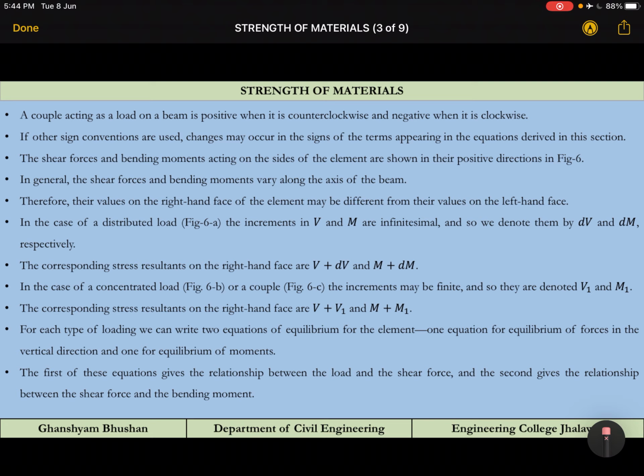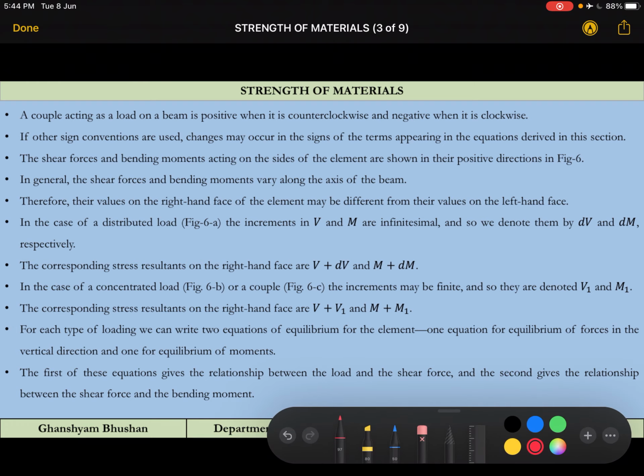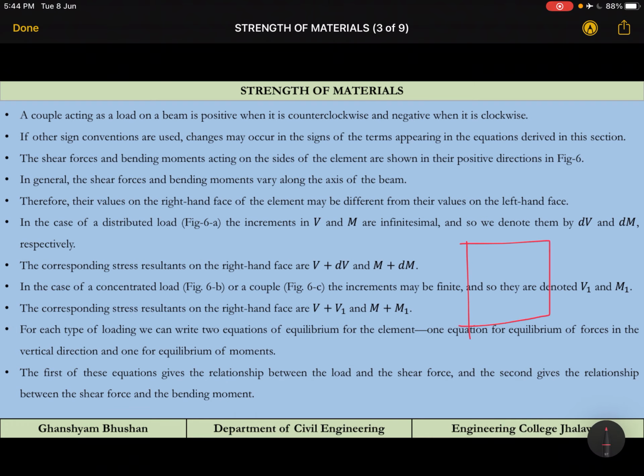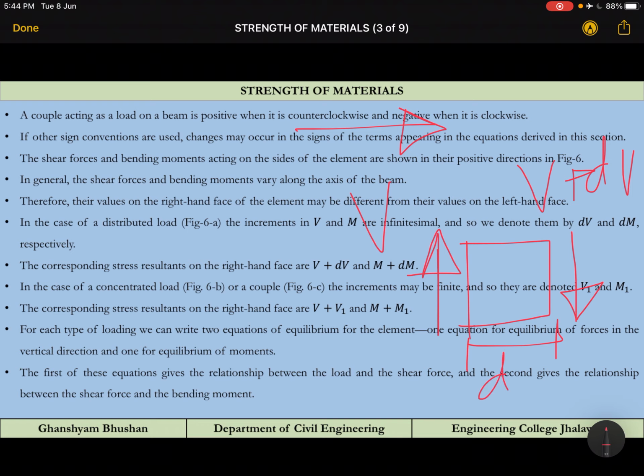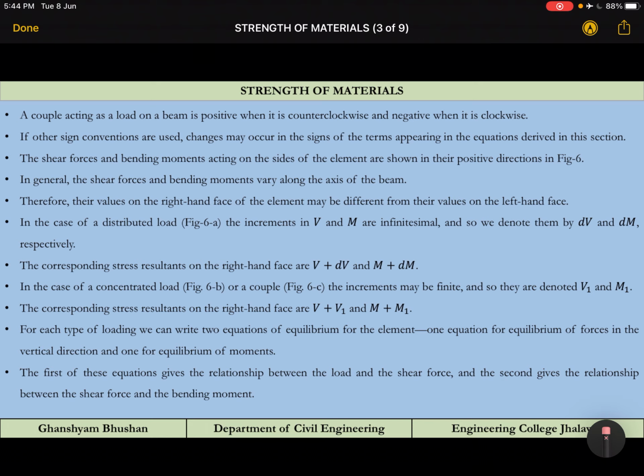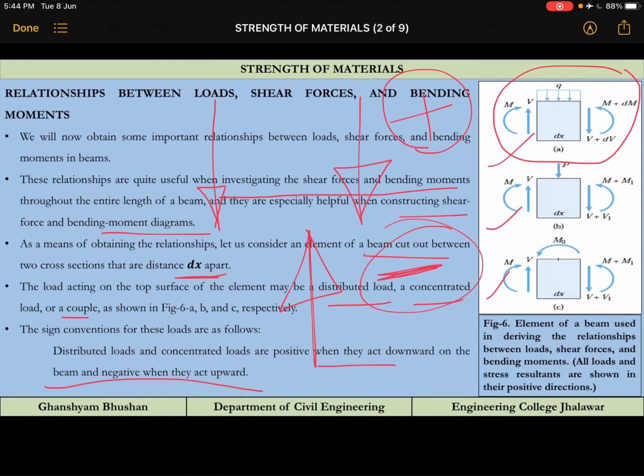Now if we have a small element, and here it is V, okay, we are considering that we are moving from left to right, so at this section it will become V plus dV. A small element will lead to a small increment. Okay, similarly M will become M plus dM. So this we have shown in the diagram also. You can check in this diagram. Let me just show you the diagram.